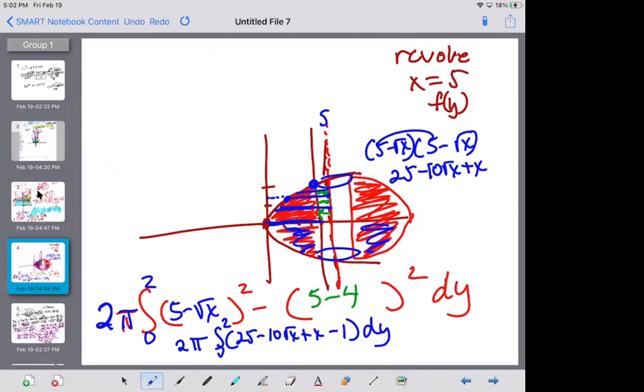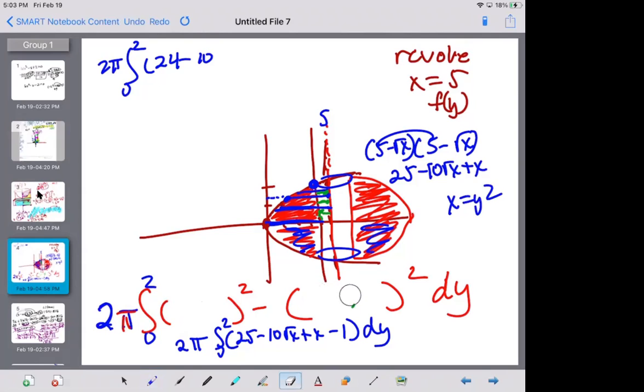All right, so I have 2 pi, don't forget about your 2 pi, from 0 to 2 of 24 minus 10 square, oh, I'm sorry. I need this in terms of y, because I'm going sideways. So what did I have? Oh, I had x equals y squared. Let me set this up again. Boy, I'm making a lot of mistakes this afternoon. I need it in terms of y. I need a right minus left.